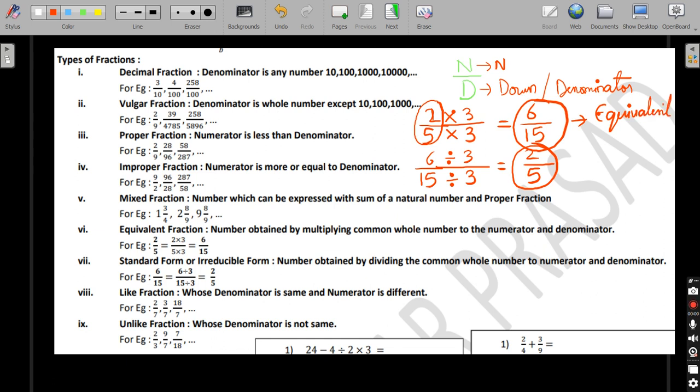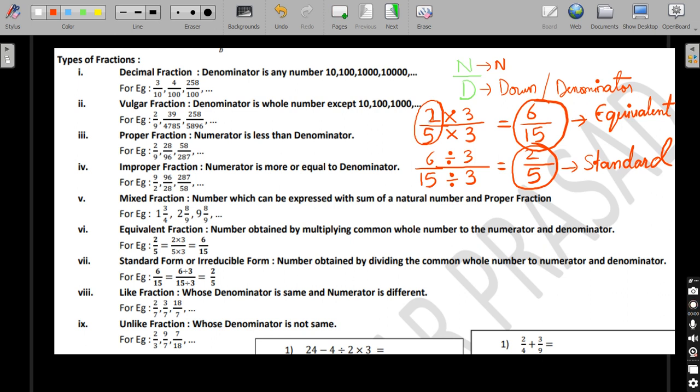Equivalent form. And the second one is known as standard form or irreducible form. Why am I saying irreducible form? Because 2 by 5 I can't divide further. It is the final answer.